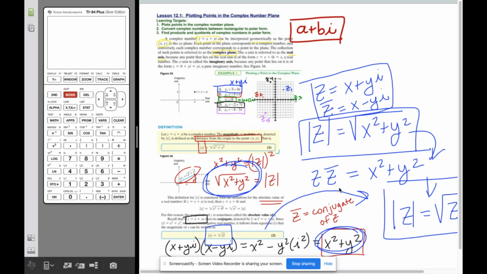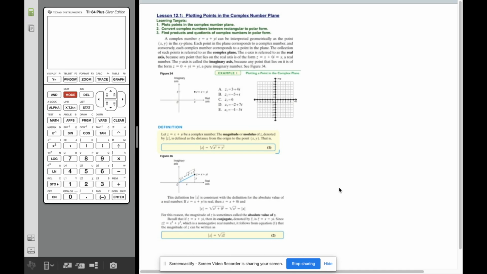Okay, so now moving on, the next thing that we are going to do, let me go ahead and save this screen now. That's everything we need to do there. Take a picture. All right, so the next thing that we are going to do is take a look at a complex number and talk about how we can convert between rectangular and polar form.